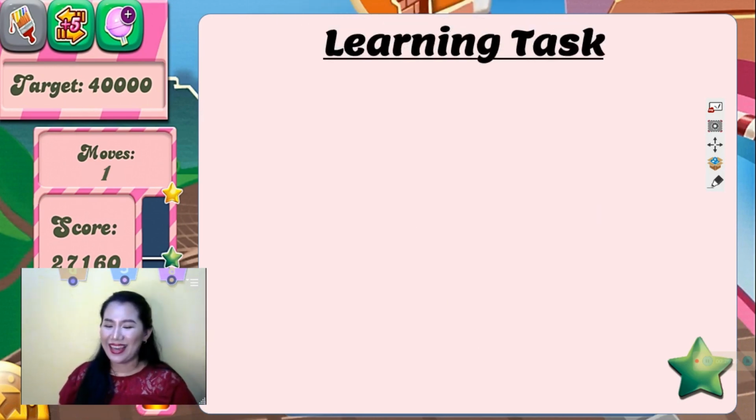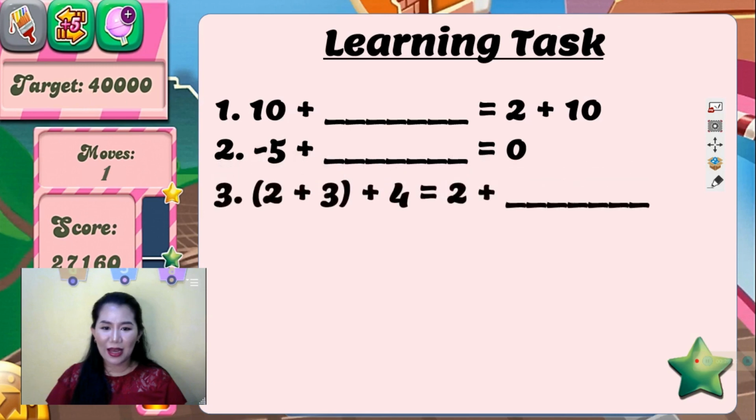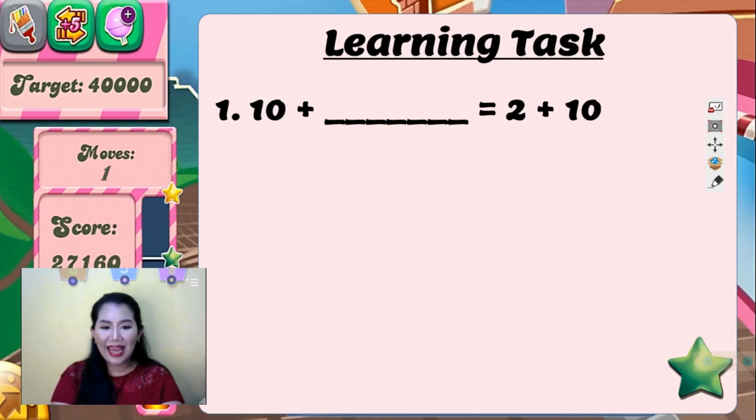Okay, so here is your learning task. Yun na yung mga properties natin. Let's try to apply them in the following exercises. Okay? Yan. Sagutan natin sila isa't isa. Okay, dun muna tayo sa 1. 10 plus blank is equal to 2 plus 10. So, anong property ang i-apply natin? Okay, we're going to apply commutative property for addition. So, 10 plus blank, ano ilalagay natin dito? Ang ilalagay natin dyan ay 2.